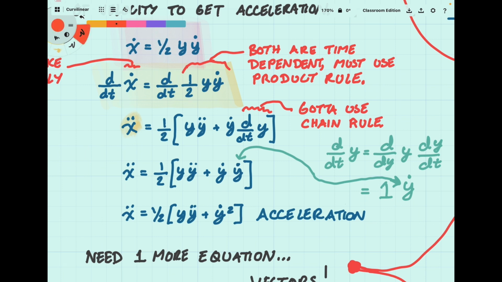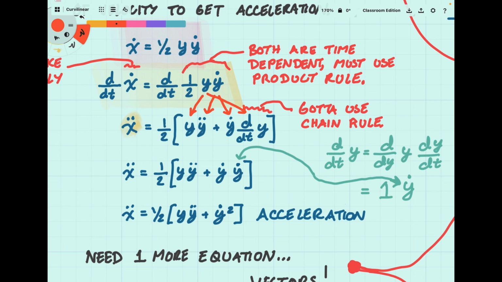So when I expand this out, I've got y times the derivative of the second function. Derivative of y dot with respect to time is y double dot. And then I take the second function as is, y dot, times the derivative of the first function with respect to time.